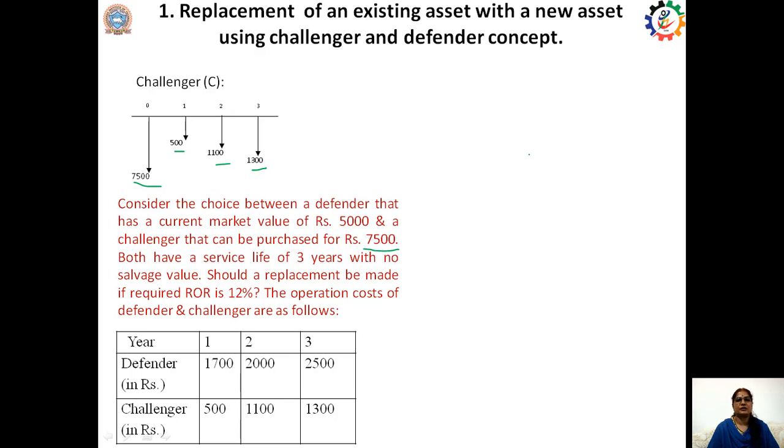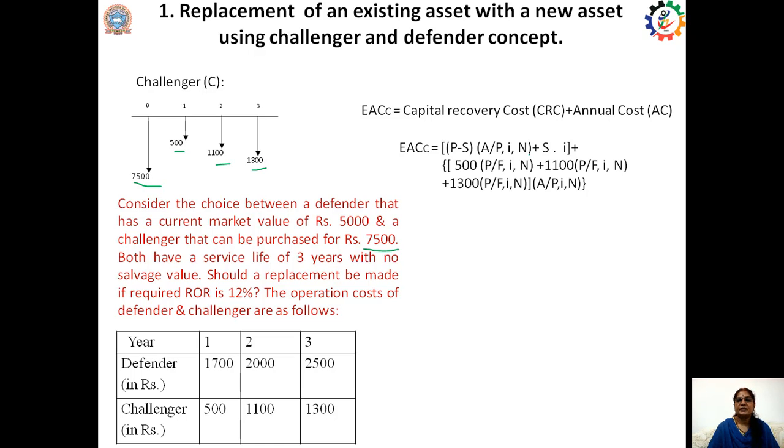CFD is drawn now. Next is equivalent annual cost of challenger. Same formula, everywhere it remains the same. Only thing is, carefully we have to take n here. First time when you take n here, it should be 3, and next time, for 500, 1100, the corresponding n is 1, 2, 3 like that, and I remains the same 12%.